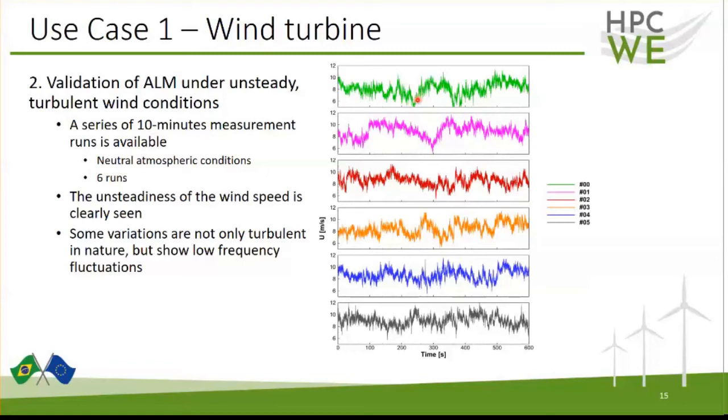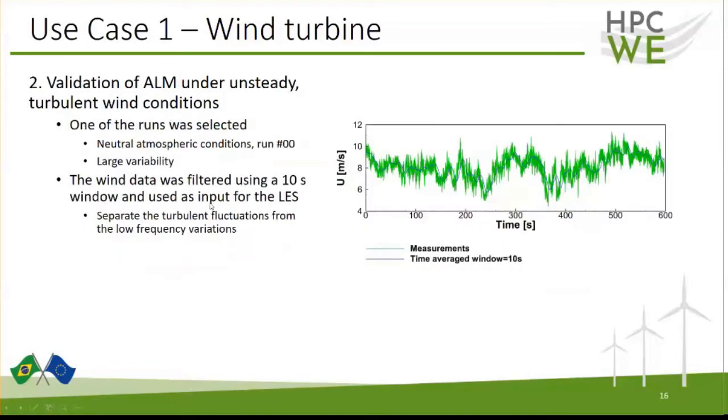And we see that these fluctuations, or this variability, is not turbulent in nature. The turbulence is very high frequency. We see here the zigzag of the velocity measurement. But we see these low frequency fluctuations that can alter the power output of the turbine.